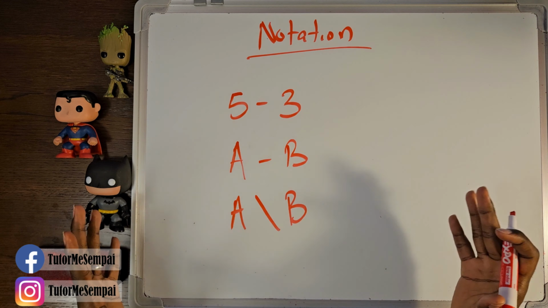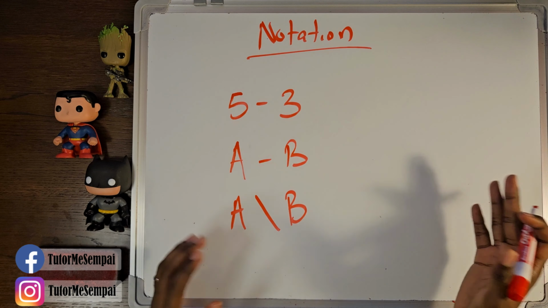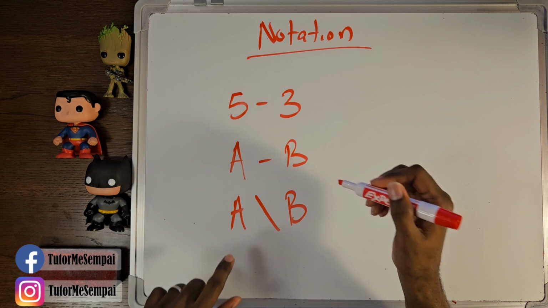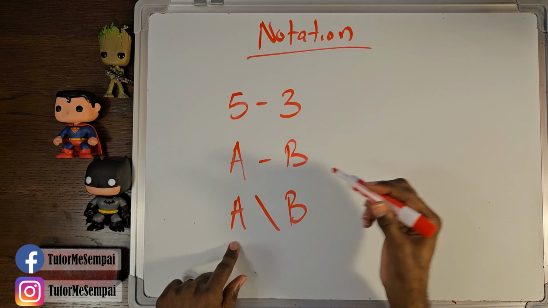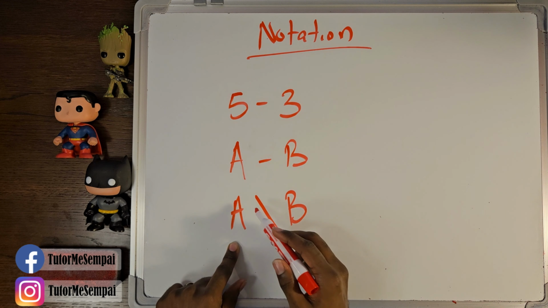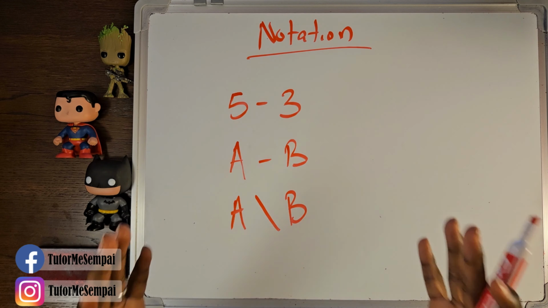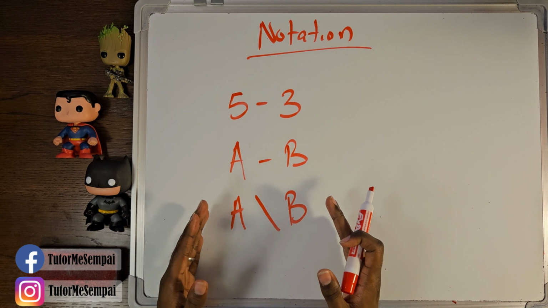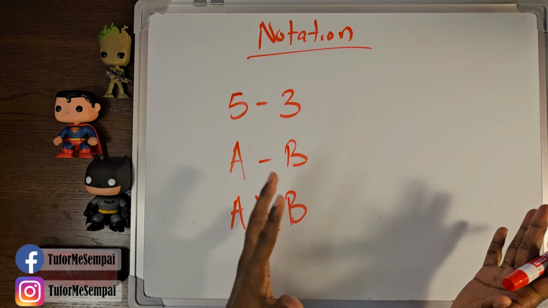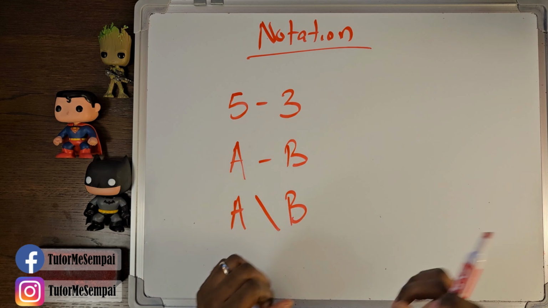So whatever one you see in a textbook, maybe online, maybe even in your class, know that they mean the same thing. Don't get confused. A minus B or this A/B mean the same exact thing. You're going to find the difference of these two sets. Okay, so we've covered notation. Let's jump into how we actually find the difference of two sets.